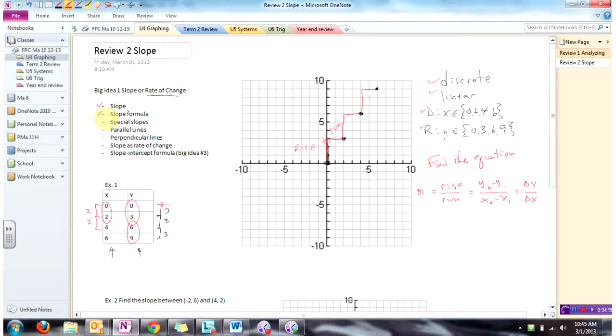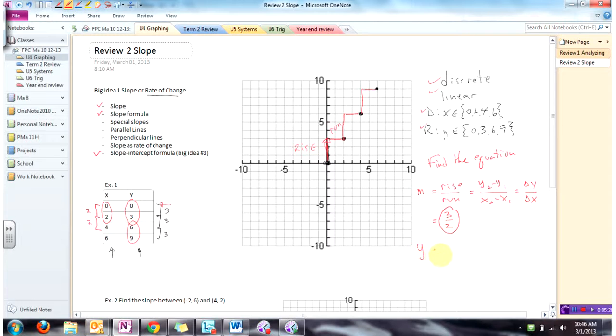So we know the slope in this particular case is a rise of 3, a run of 2, which is 3 over 2. Now, even though in the third recording I'm going to focus more on the equation of a line, I am going to touch on the slope-intercept formula, because I am dealing right now with slope.